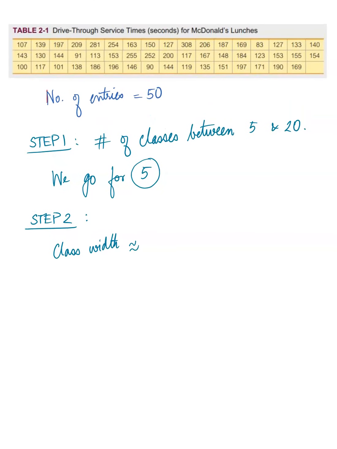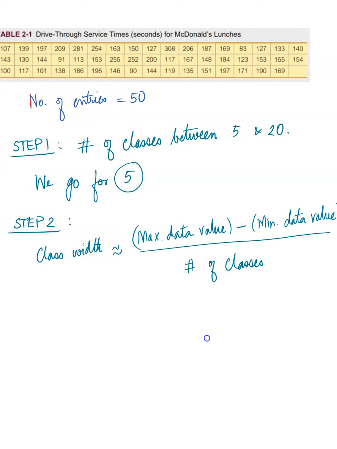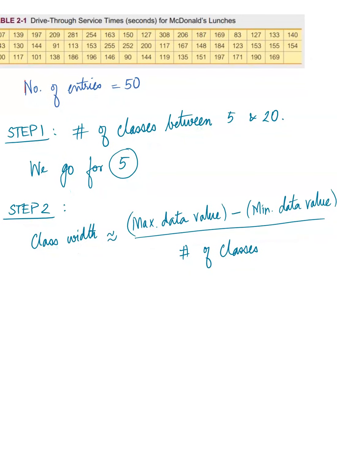partition. So anyways, coming back here, this will be the maximum data value minus the minimum data value divided by the number of classes we chose in step 1. Okay, and so this is the general formula when you do any calculation for any data set, when you calculate the class width.